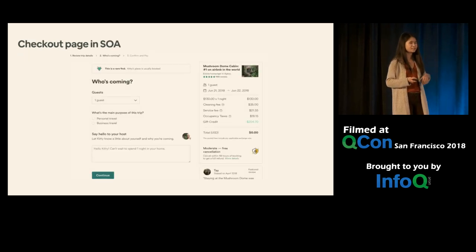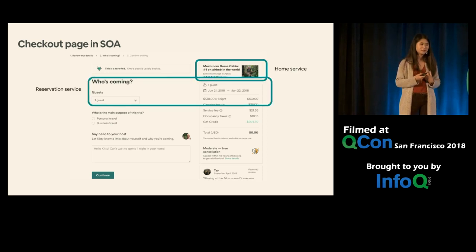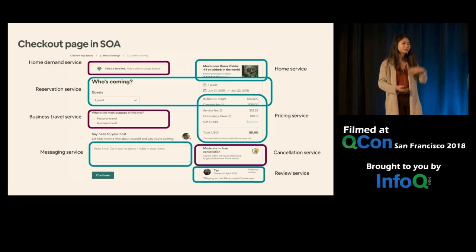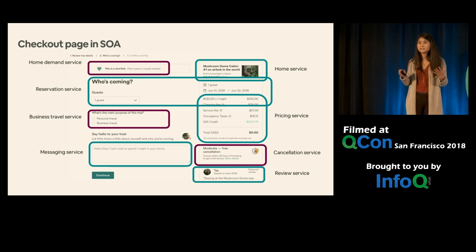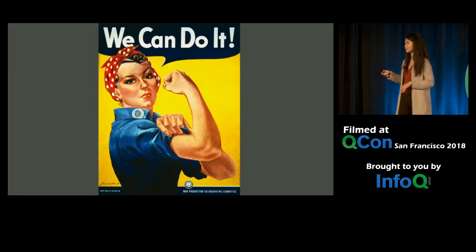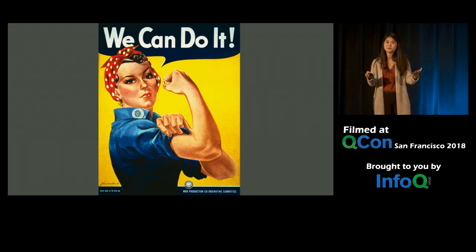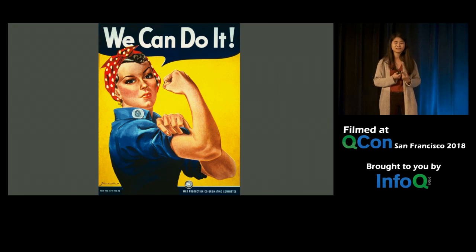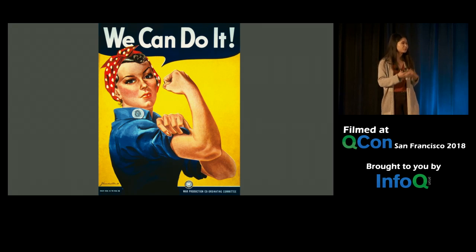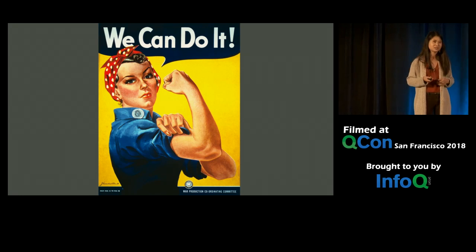If we look back at that checkout page, now with an SOA lens, we might have a home service, a reservation service, a messaging service. We could have a homes demand service, a business travel service, a cancellation service. So now this is looking like a ton of services and a different type of spaghetti mess. But we had faith that we could give it a shot, as I'm sure many of you in the audience have experienced successful migrations from a monolith to microservices, as have other companies such as Uber, Twitter, Amazon, Netflix. So we were confident that it was our turn to give this a shot.